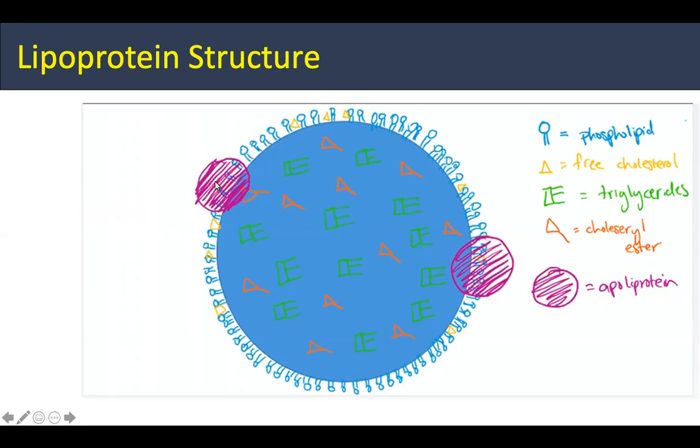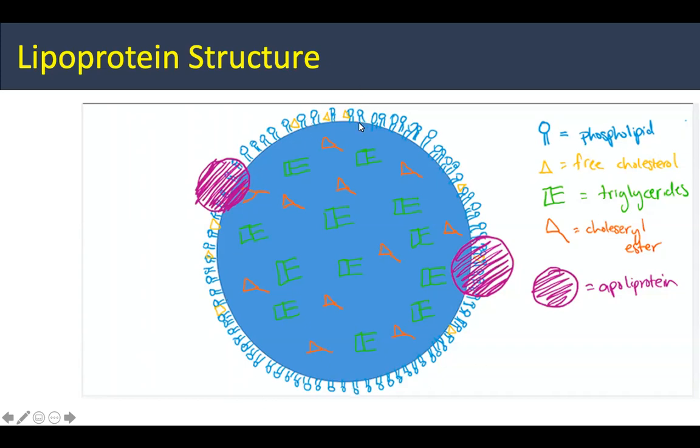And it's really important because later on in the lecture, I'm going to be differentiating between the different types of apolipoproteins. There are multiple forms of them. And I don't want you guys to get confused between an apolipoprotein and a lipoprotein. An apolipoprotein is just the protein, and the lipoprotein is this entire structure over here, okay?